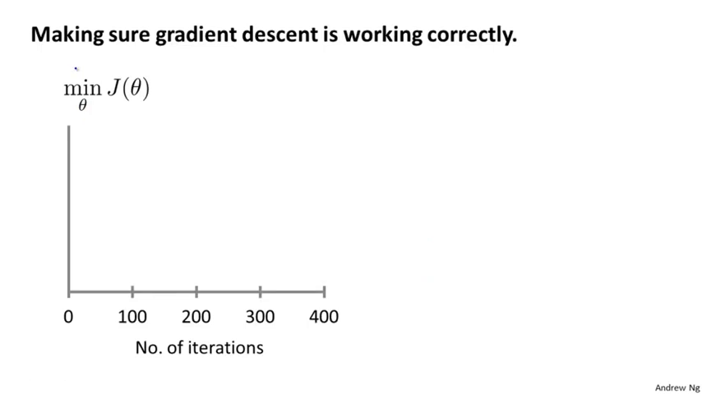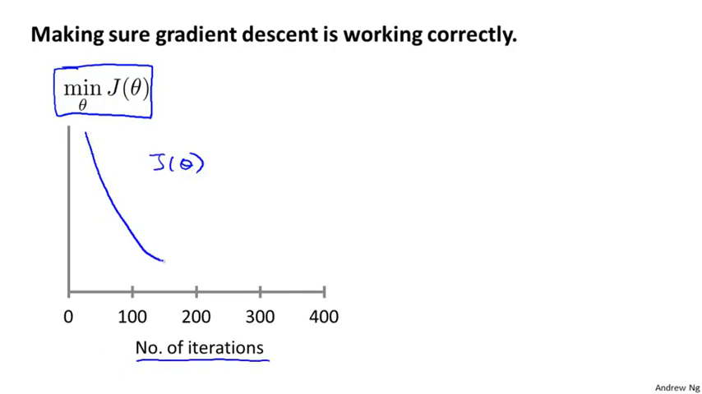Here's something that I often do to make sure that gradient descent is working correctly. The job of gradient descent is to find the value of theta for you that hopefully minimizes the cost function j of theta. What I often do is therefore plot the cost function j of theta as gradient descent runs. So the x-axis here is the number of iterations of gradient descent, and as gradient descent runs, you hopefully get a plot that maybe looks like this. Notice that the x-axis is number of iterations.